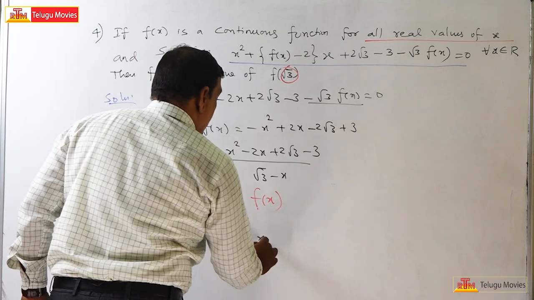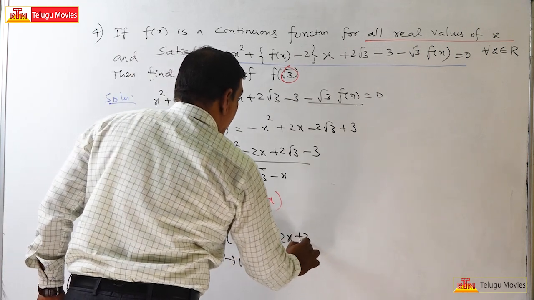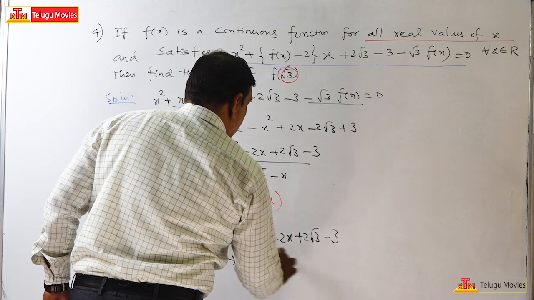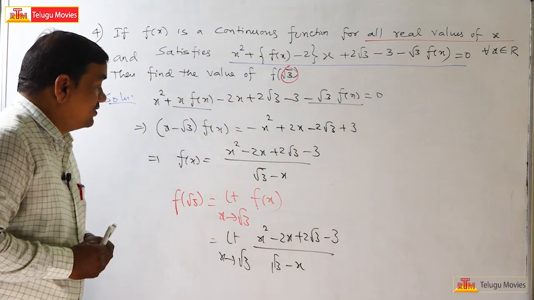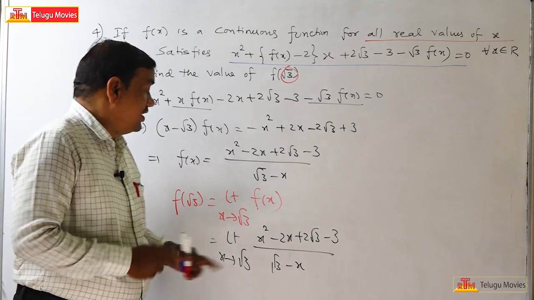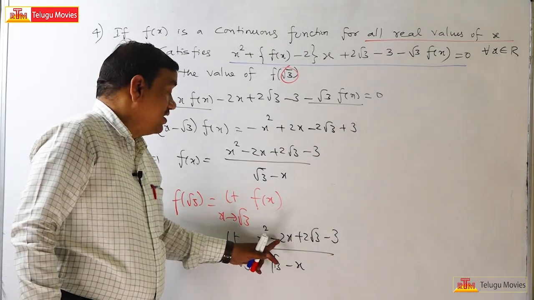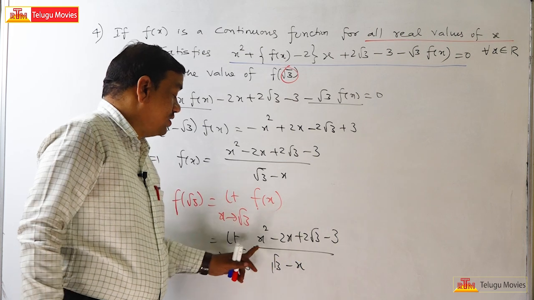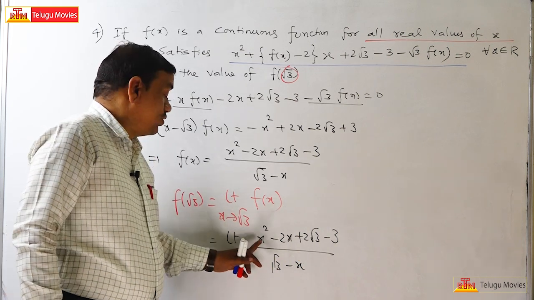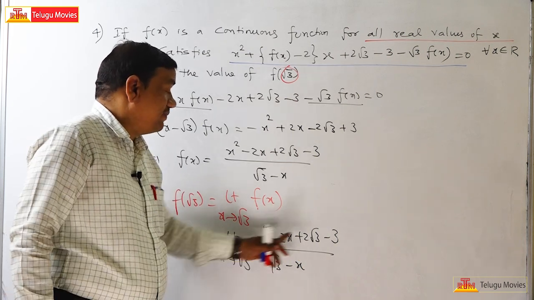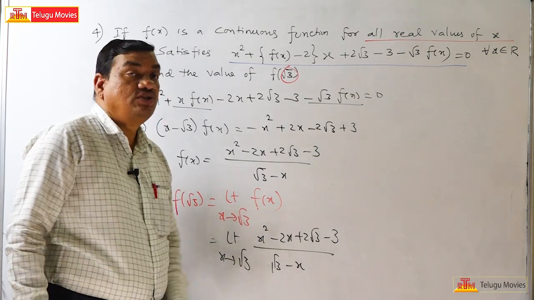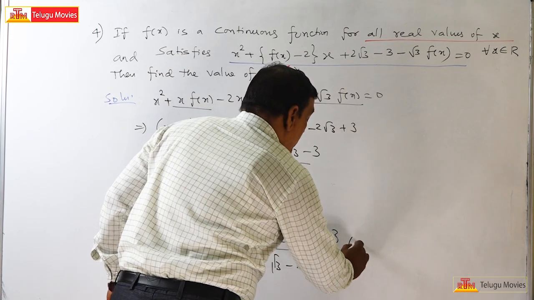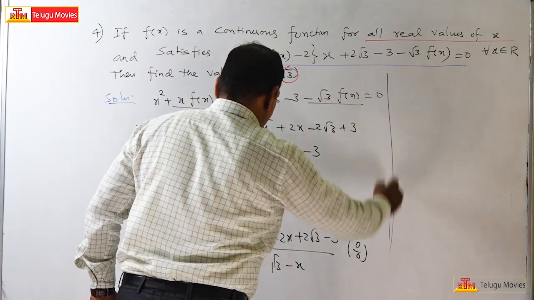Now, write down here x square minus 2x plus 2 root 3 minus 3 by root 3 minus x. So wherever x is there, substitute root 3. Root 3 whole square is 3, so 3 minus 2 root 3 minus 3. Root 3 whole square means 3, so 3 minus 3 cancel, minus 2 root 3 plus 2 root 3 cancel, and you will get 0 by 0 form. Now, 0 by 0 form means L'Hospital.